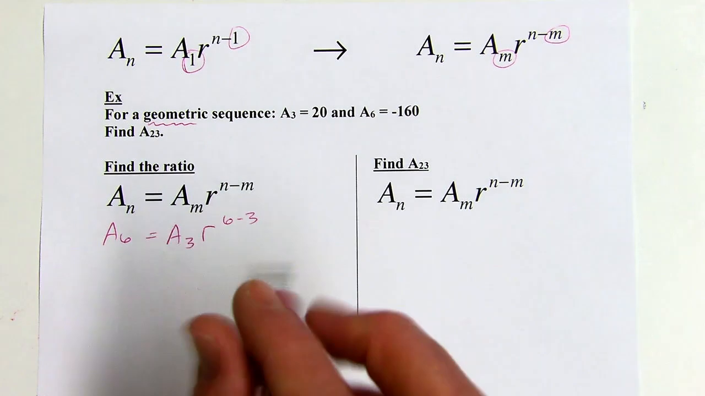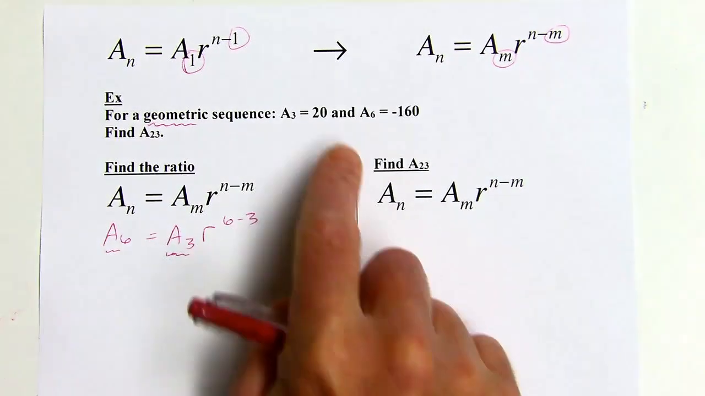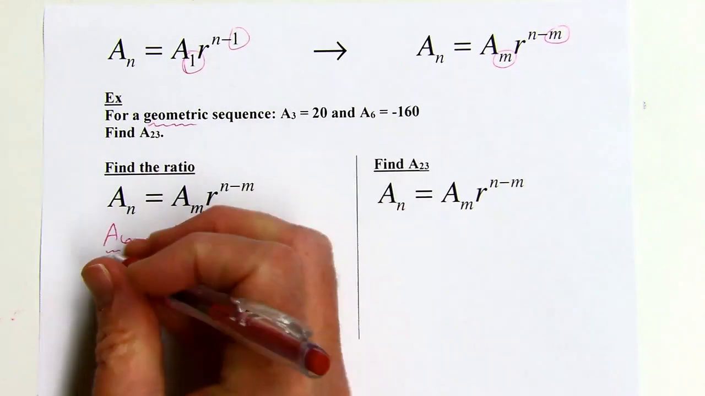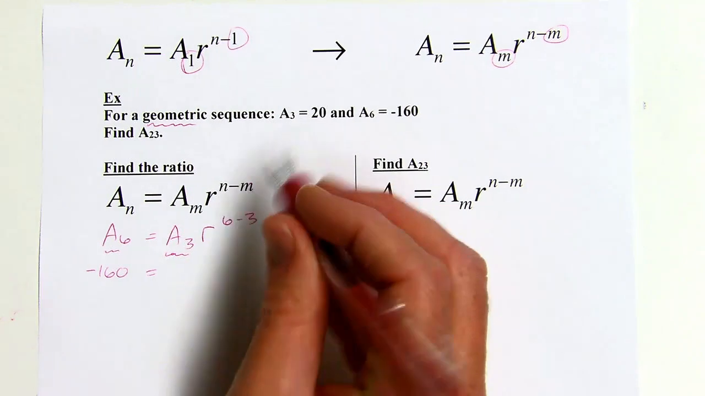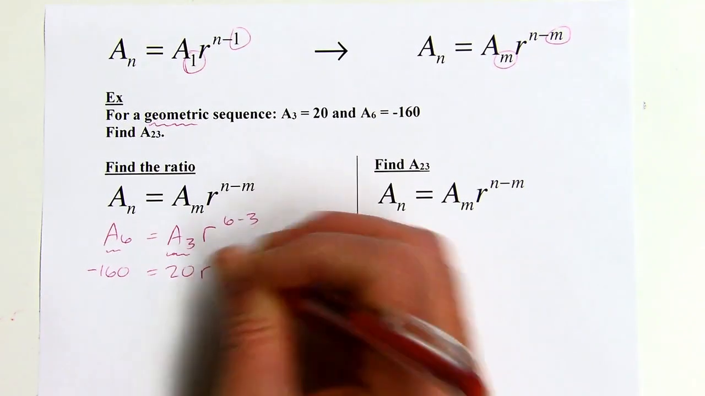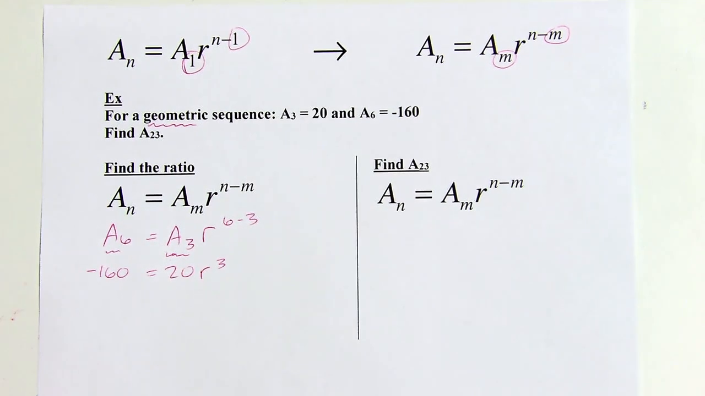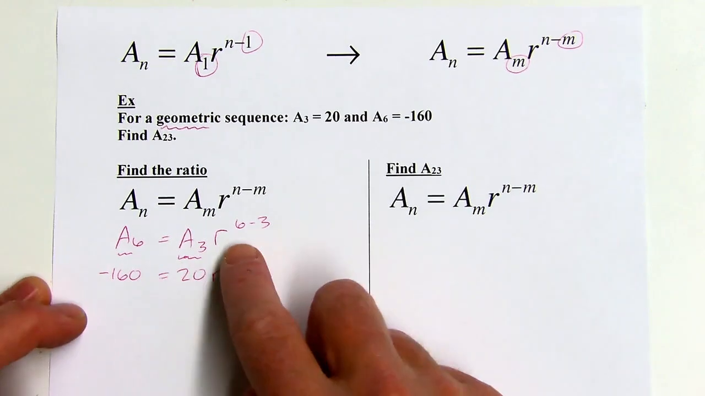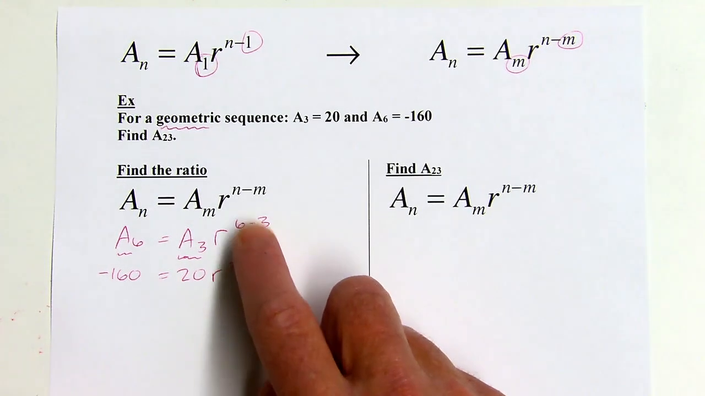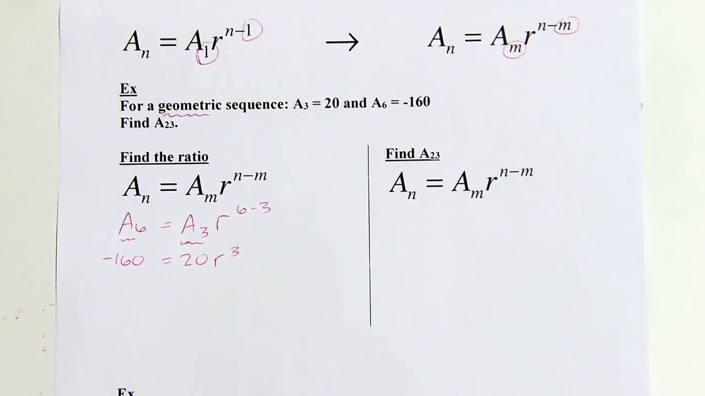Okay? All right, and then I'll plug in the actual value of those two terms. So I've got negative 160 for a sub 6, and I've got 20 for a sub 3. And then, hey, 6 minus 3 is 3. And now I'm solving this for r. Okay, you could plug in the negative 160 and the 20 right from the beginning, but then I find people use those numbers up here, and you have to use the term number. So that's why I like to do it in two separate steps like that.